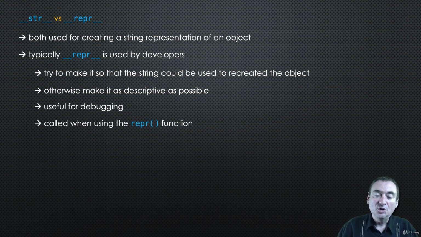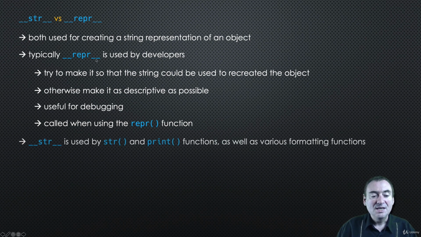And it's called when we use the repr function. Python has a built-in function called repr. When you call repr on an instance of one of your classes, it will look for the dunder repr method and call that.